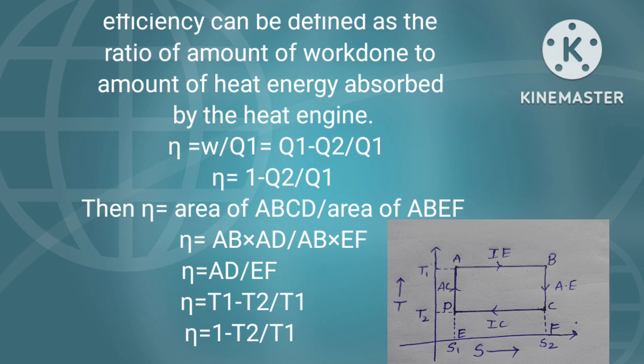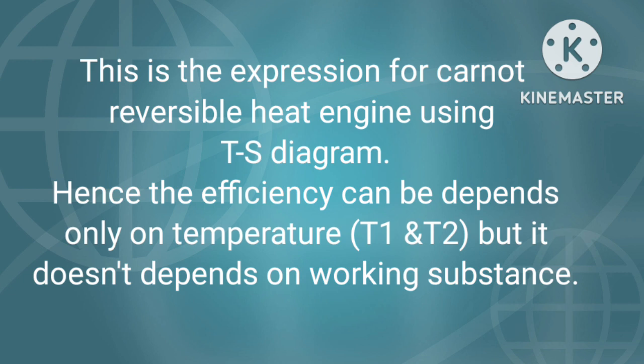Then efficiency equals the area of ABCD by the area of ABEF, which equals AB into AD by AB into EF. Efficiency equals AB by EF, then T1 minus T2 by T1. Finally, efficiency equals 1 minus T2 by T1. This is the expression for the Carnot reversible heat engine using the TS diagram. Hence, the efficiency depends only on the temperatures T1 and T2, but it does not depend on the working substance.